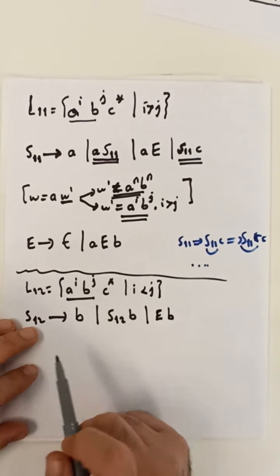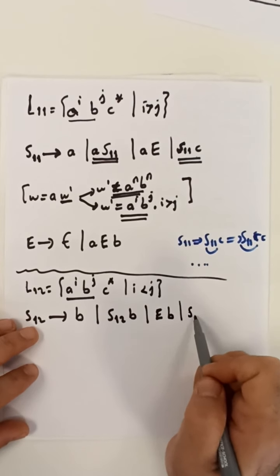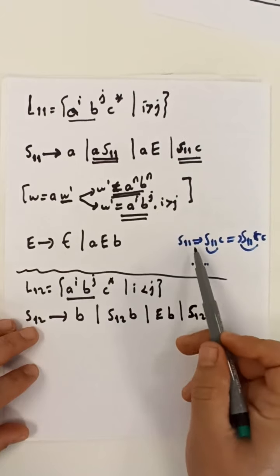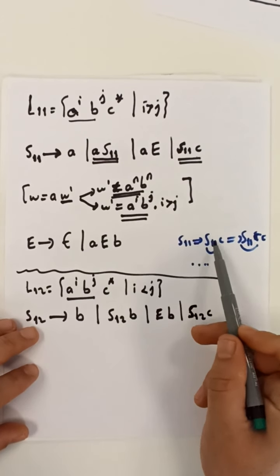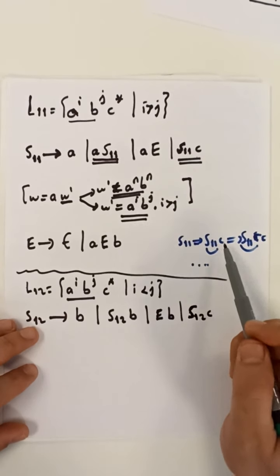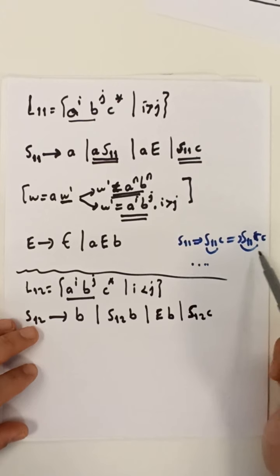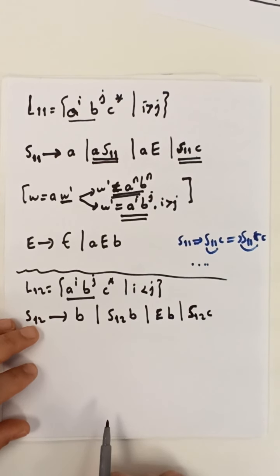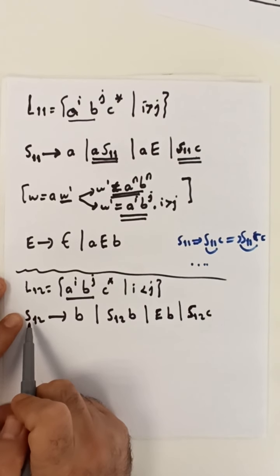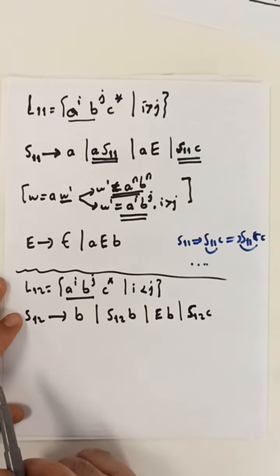And finally, to be able to add C star, just the same as we did here, we can just say take S12 and add C to it. Again, if we repeatedly extend our S12 with this rule, S12 C, then we will be able to add as many C's as we want at the end of our string. Okay, so S12 will generate all strings in L12, and S11 will generate all strings in L11.